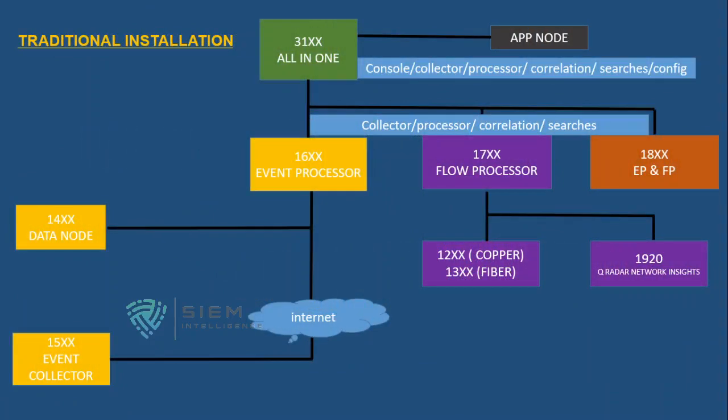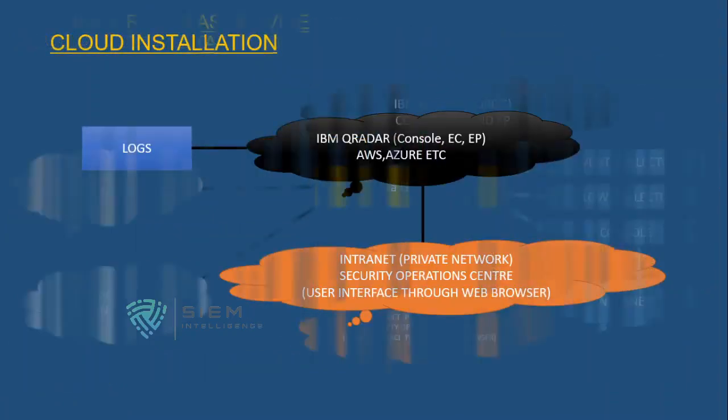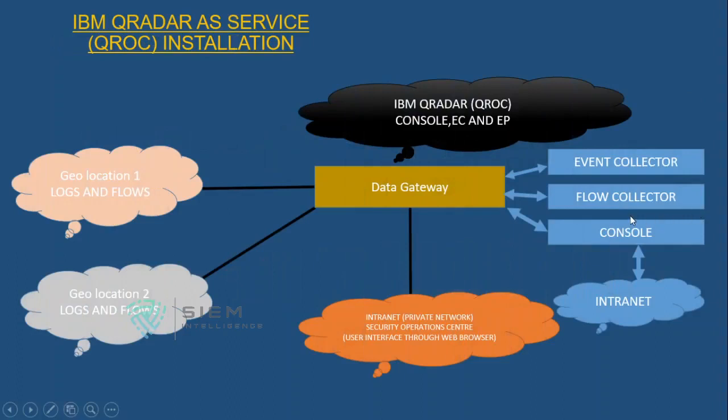traditional. You can integrate both events as well as flows to a data gateway, and you can send it to QRadar. And you can integrate intranet, internet, and you can say geolocation one, any other location of logs and flows. You can integrate only flows of other geolocation. You can integrate SOC data to this particular QRoC. Whatever you want to do, like traditional installation, you can do.